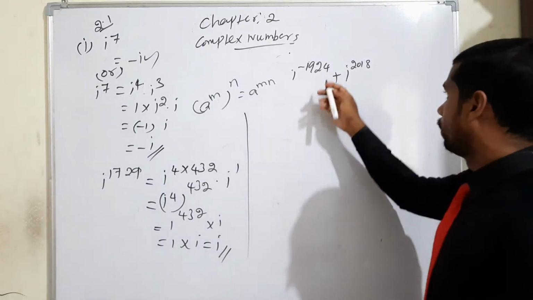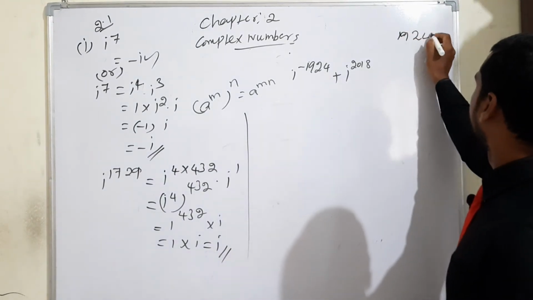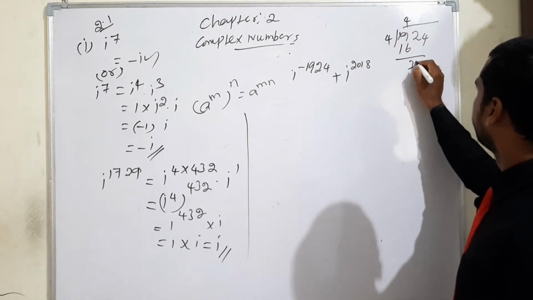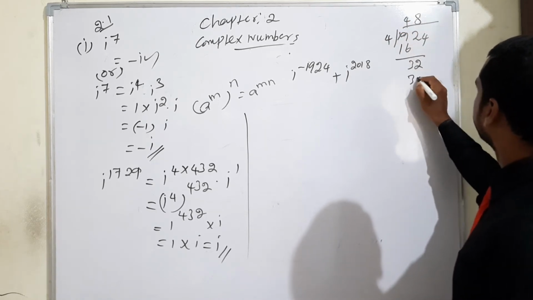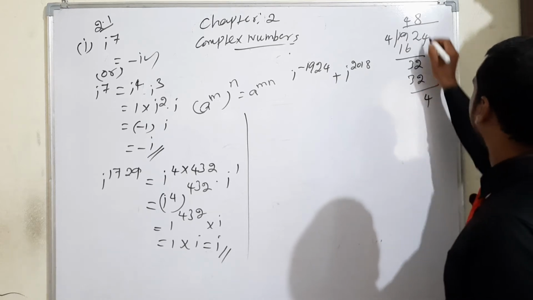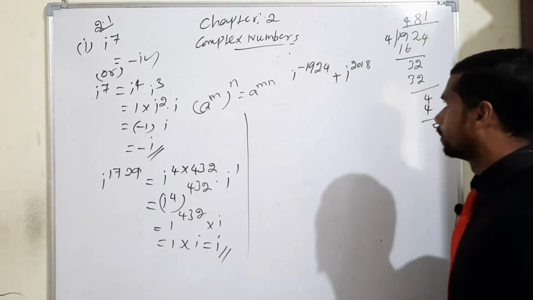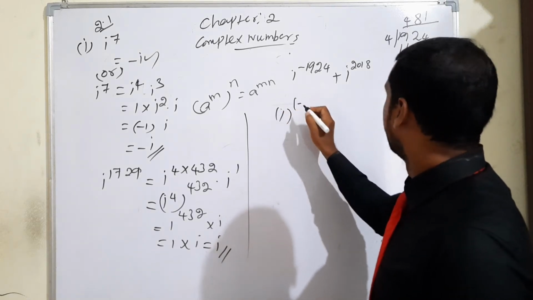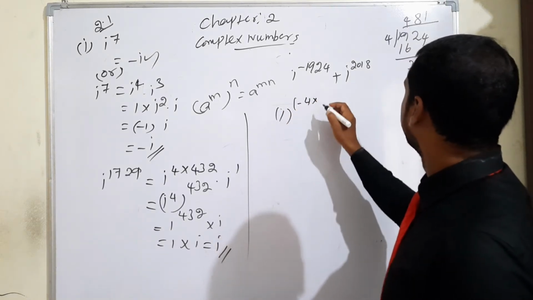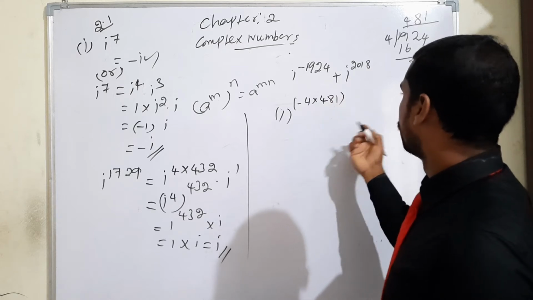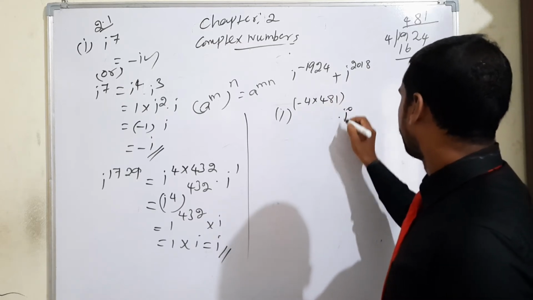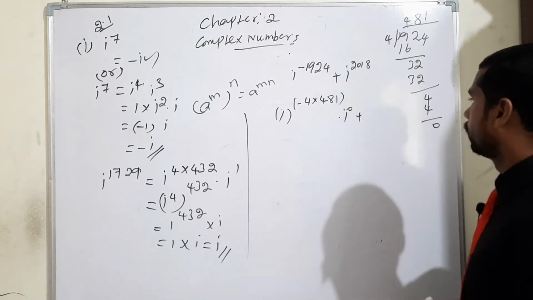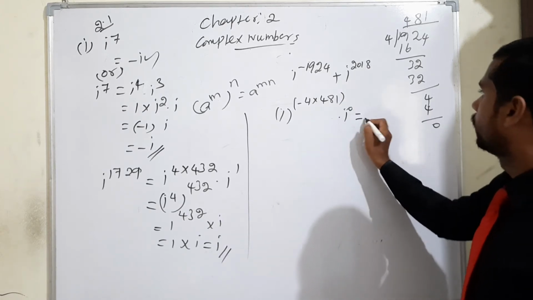So first one by one, i to the power minus 1924, what will happen? 1924 means 4 times, 4 4s are 16, 8 4s are 32, next one 4, 1 4 is 4. So balance 0, isn't it? So balance 0 means i to the power of 0 into i to the power 4 into 481. So i to the power 0, anything to the power 0 value will be 1. Here i to the power, okay, 1 by 1 will be found. This is what the answer will come.